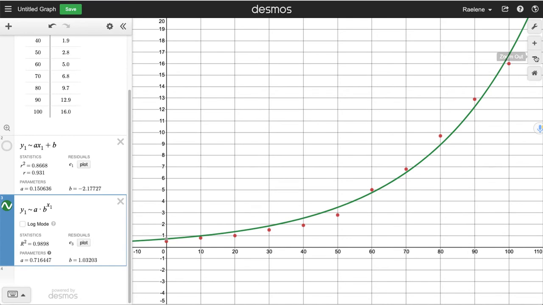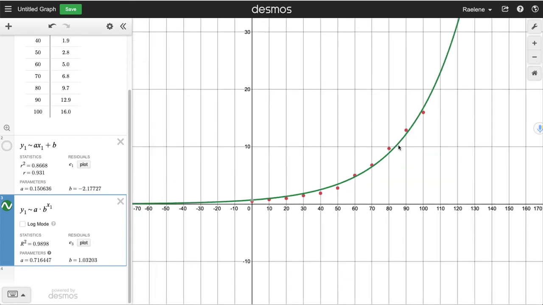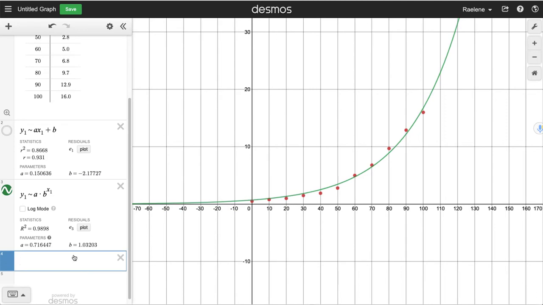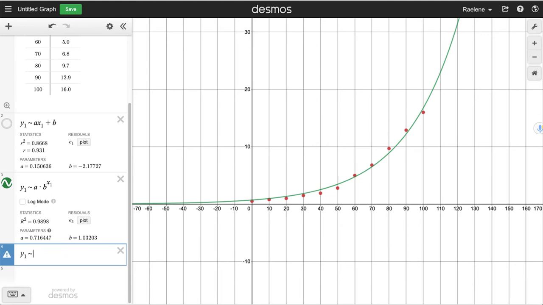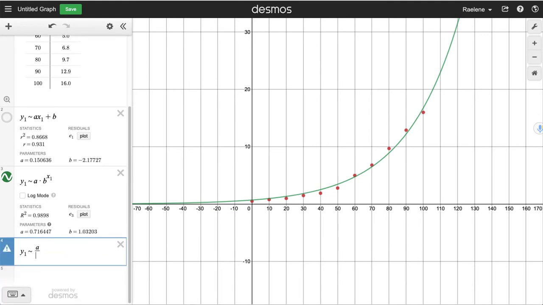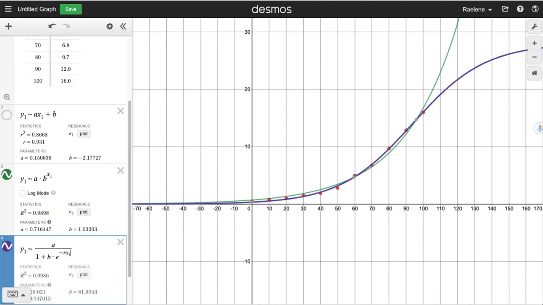Now we can zoom out a little bit, and when we zoom out we see that the trend over time would be for the population to continue increasing without bound. In other words, as x approaches infinity, y would approach infinity. This is not really realistic, and it's for this reason that the logistic function is a great option. The logistic function is going to allow the graph to level off, in a sense to flatten the curve. And so we're going to type a over 1 plus b times e raised to the negative rx1.